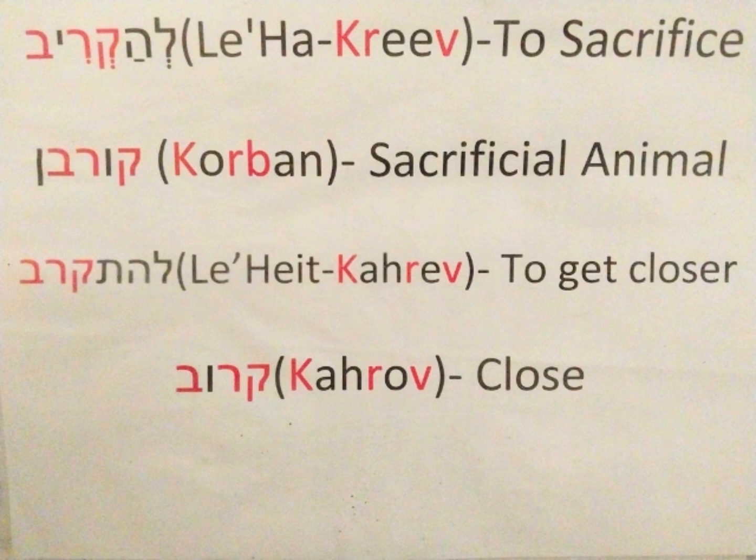So here, to sacrifice, for those that know Hebrew, we have the kuf, the resh, and the bet. And this letter, the bet, can make a B or a V sound, because that's going to be important here in a second. So to sacrifice is la'akriv. The sacrifice, like the animal, is called a korban. La'akriv et ha'korban, to sacrifice the animal. If I want to get close to somebody, like, hey, how you doing? I want to get close to you. I need, okay, lehit karev.